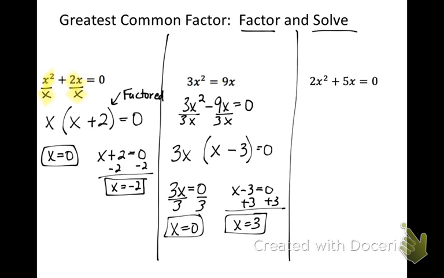Alright, and the last one. I can't take any numbers and divide them out of 2 and 5. There's no common factor between 2 and 5, so just leave those. But I can pull out an x. You'll always be able to pull out an x. So my greatest common factor is x, and what I have left is 2x plus 5. I've reduced each of them by an x. Set each equal to 0 and solve.